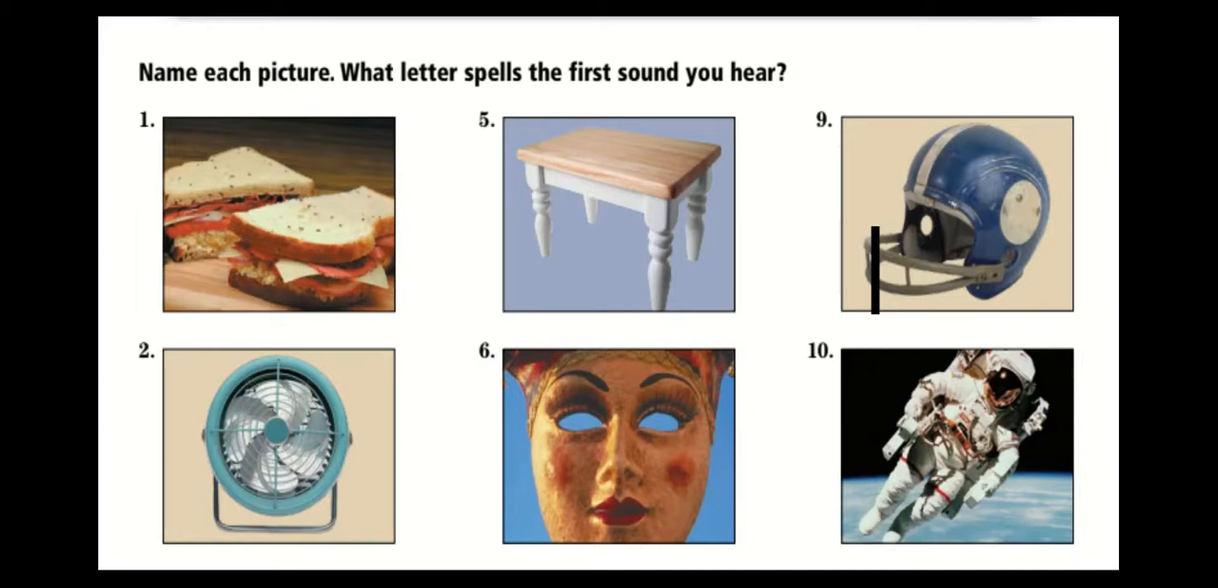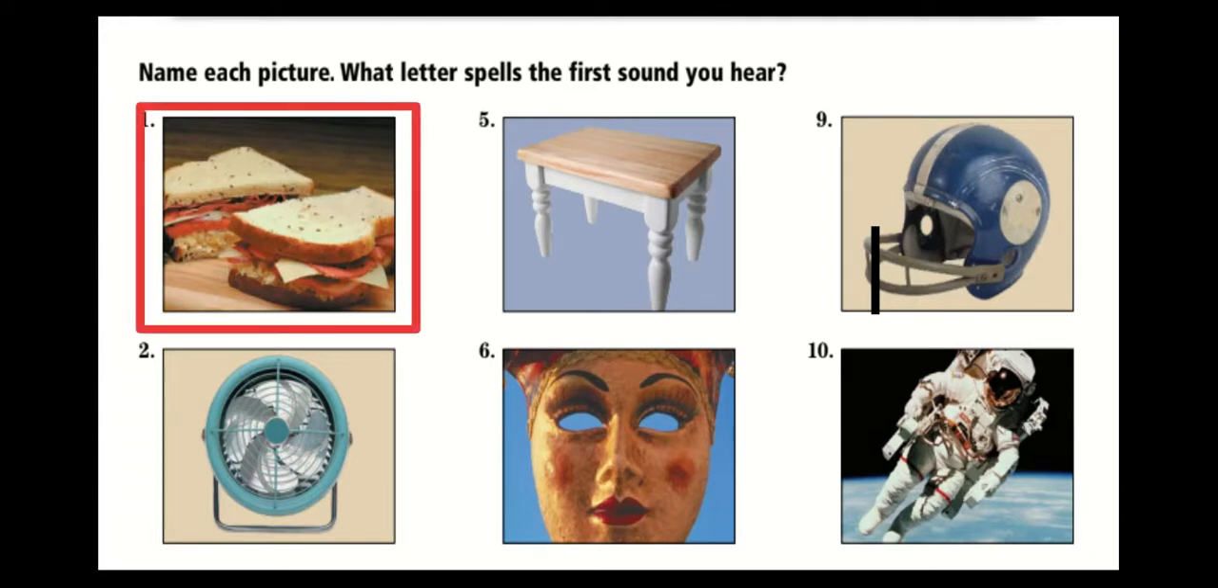Now we're going to look at these pictures and name them, and I want you to say what letter spells the first sound you hear. So the first picture here, bordered in red, is a sandwich. Sandwich. Do you know what letter spells the first sound in sandwich? That's right. It's the letter S. Sandwich. Now, as I'm saying these words, I'll wait a little bit and hopefully you will work on repeating. So say the word in yellow, sandwich.